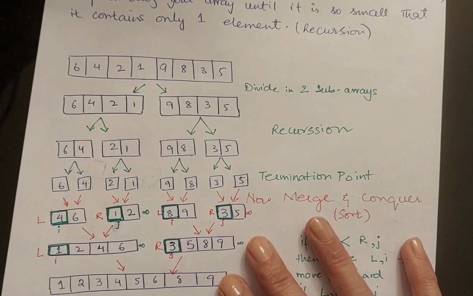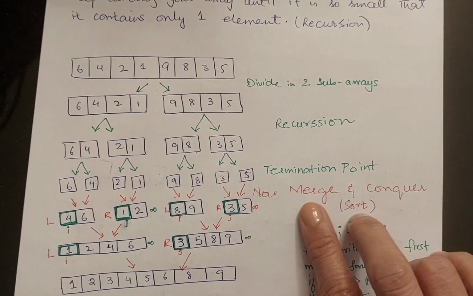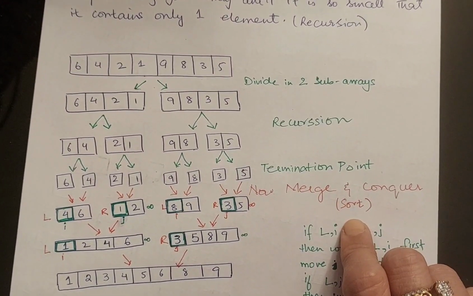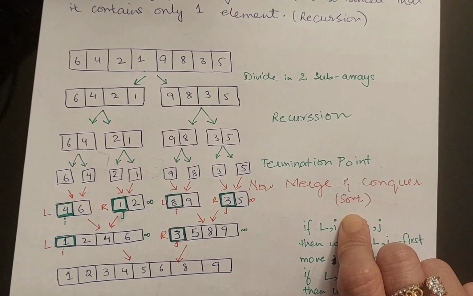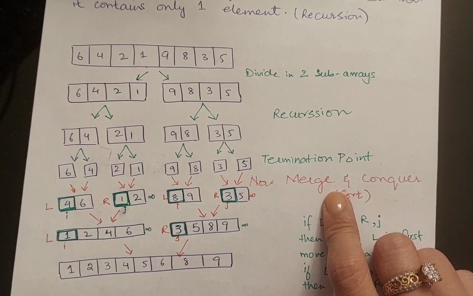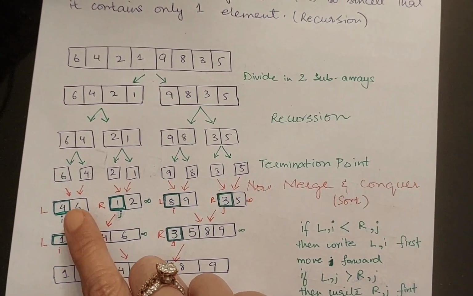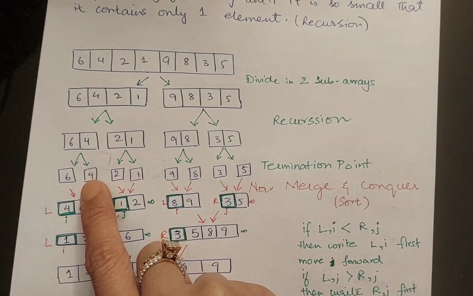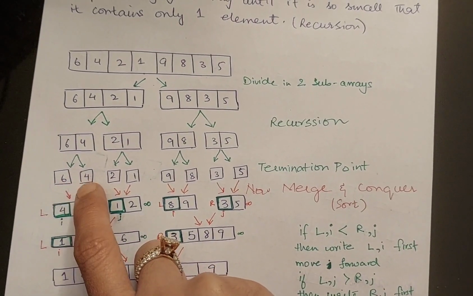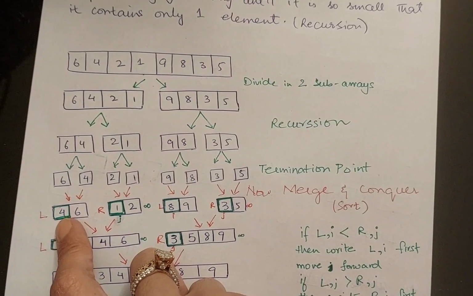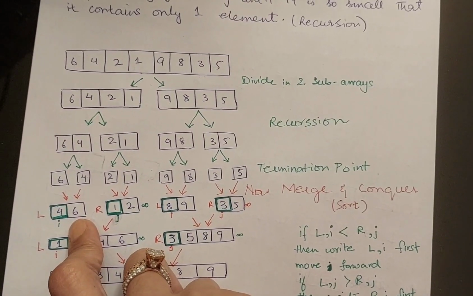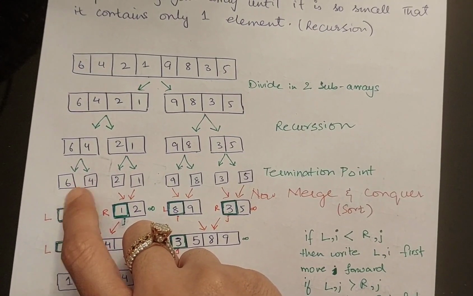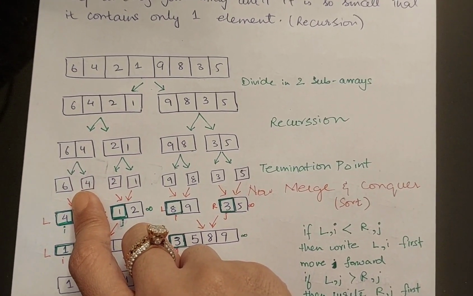Now comes the next part, which we call the merge and conquer portion of this algorithm, and this is the portion where we are actually going to perform sorting. So now I'm going to tell you how we are going to do that. First of all, you are going to merge these two single element arrays into a two element array. So how are you going to do that? You can simply compare these two elements. This is not a big deal.